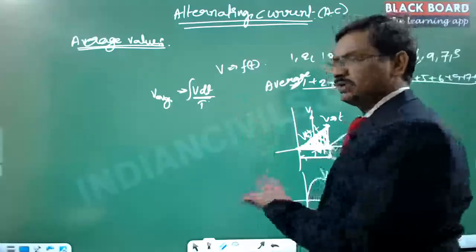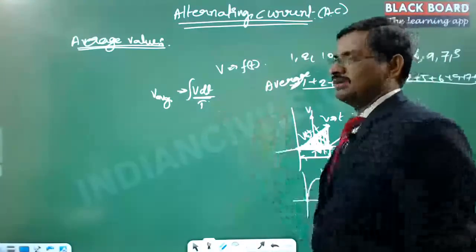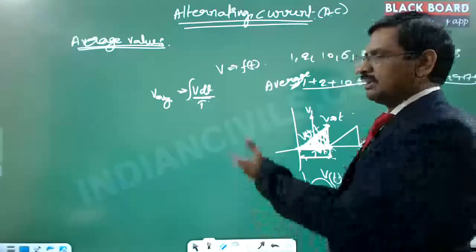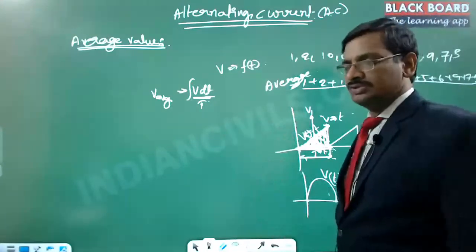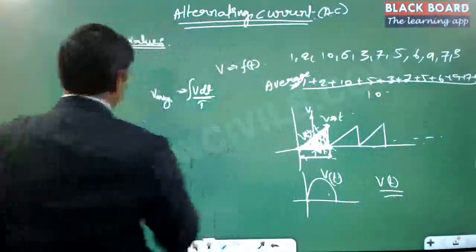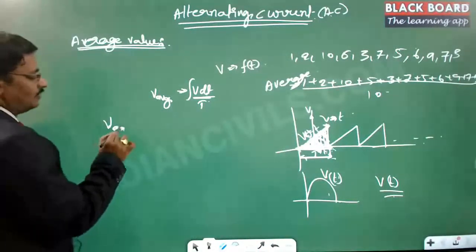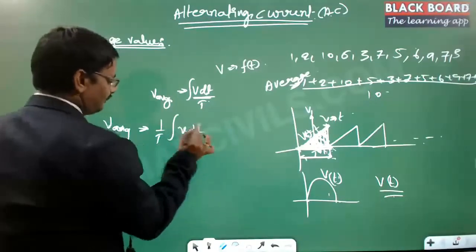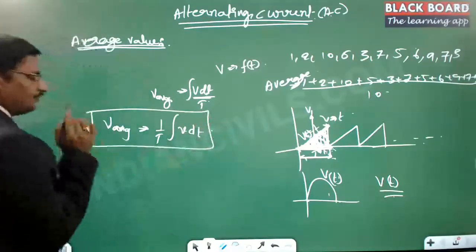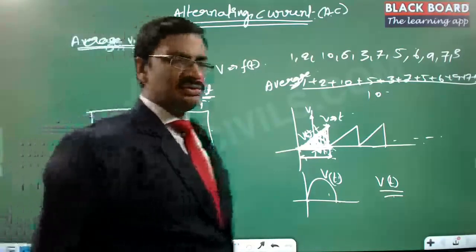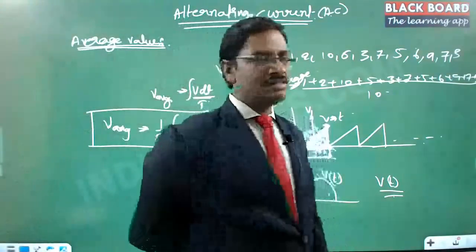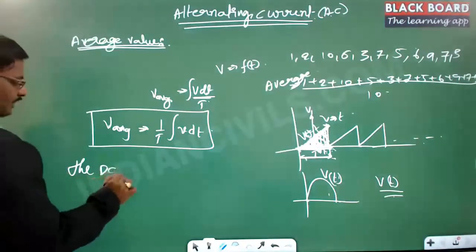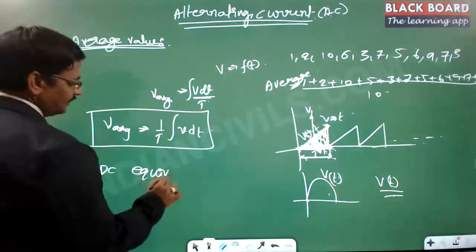So here we wanted to calculate for the basic waveform, we will use this formula. Whatever kind of waveform you give, the method of calculation of the average is this one only. So this is a standard methodology. In general, the average value is 1 by T integral V into dt. Now, this average value, we call this the DC equivalent of AC.